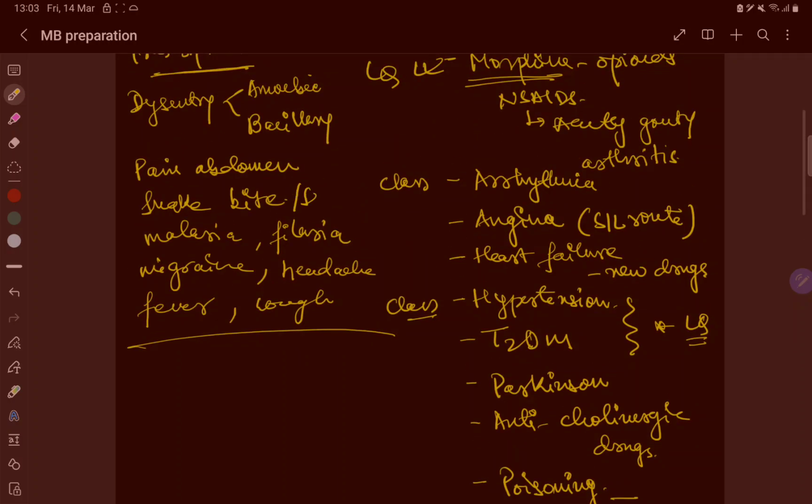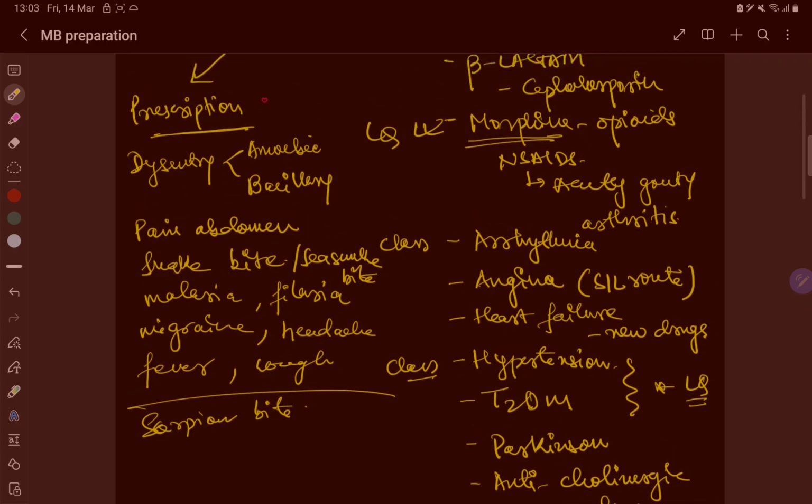Now snake bite, scorpion bite. Whatever you are going to encounter in your day-to-day life will be asked in prescription. And after prescription, what you are extra telling the person is the communication. In the communication, again in dysentery, amoebic dysentery, bacillary dysentery, please note this bacillary dysentery is because of Shigella, and this is because of Entamoeba histolytica. So metronidazole here is given. Don't get confused about what is to be used where.